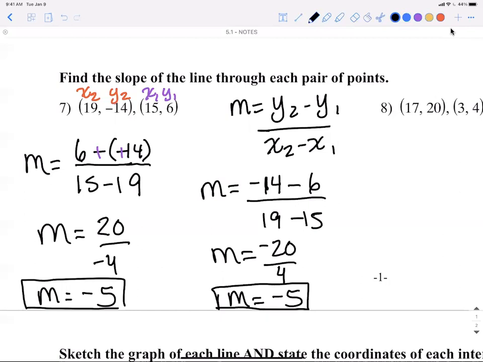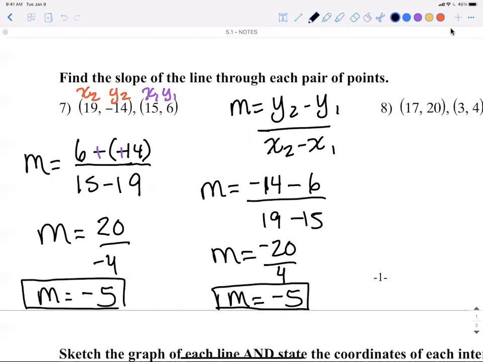The only difference is in the first one, my bottom number was negative, and in my second one, my top number was negative. But remember, with a negative slope, as long as one is going negative, as one is going positive, it doesn't matter which one, okay? It still is a negative slope. Now, like I said, I'm only going to work it like this once to show you that it doesn't matter.